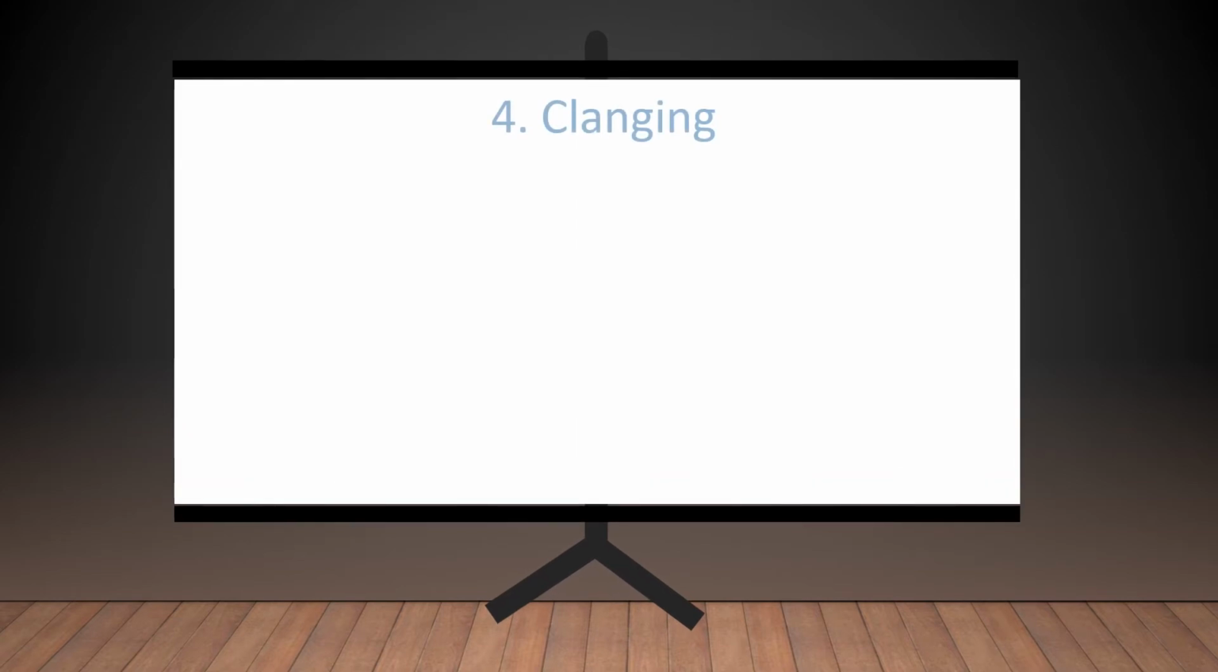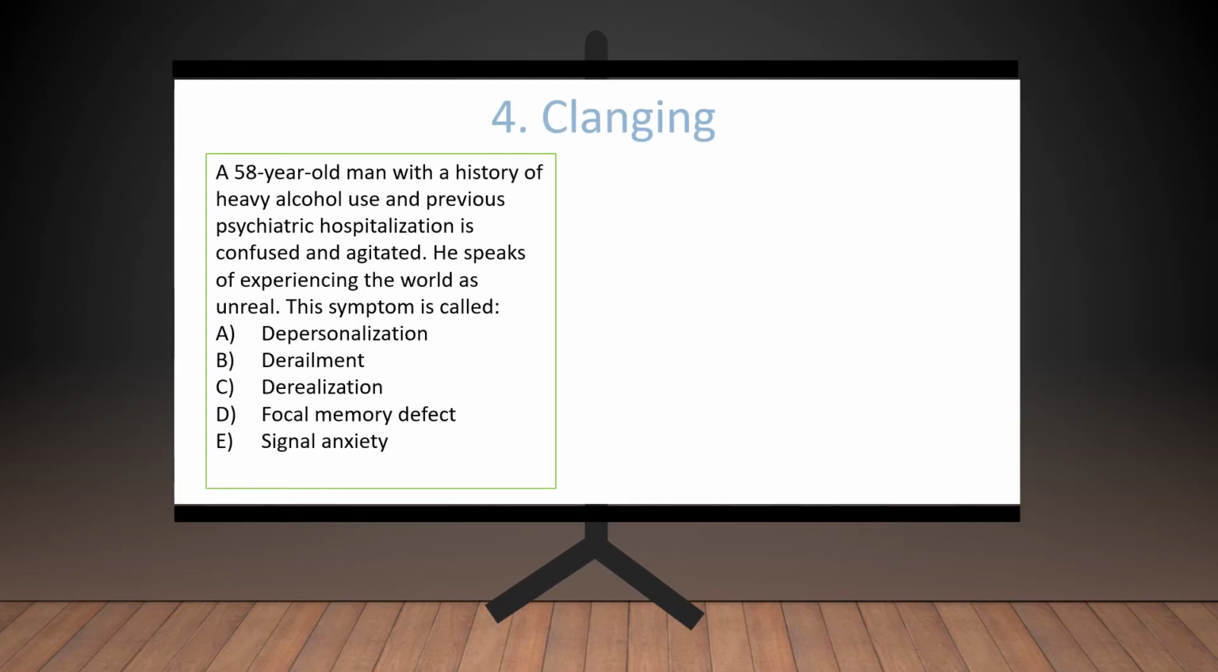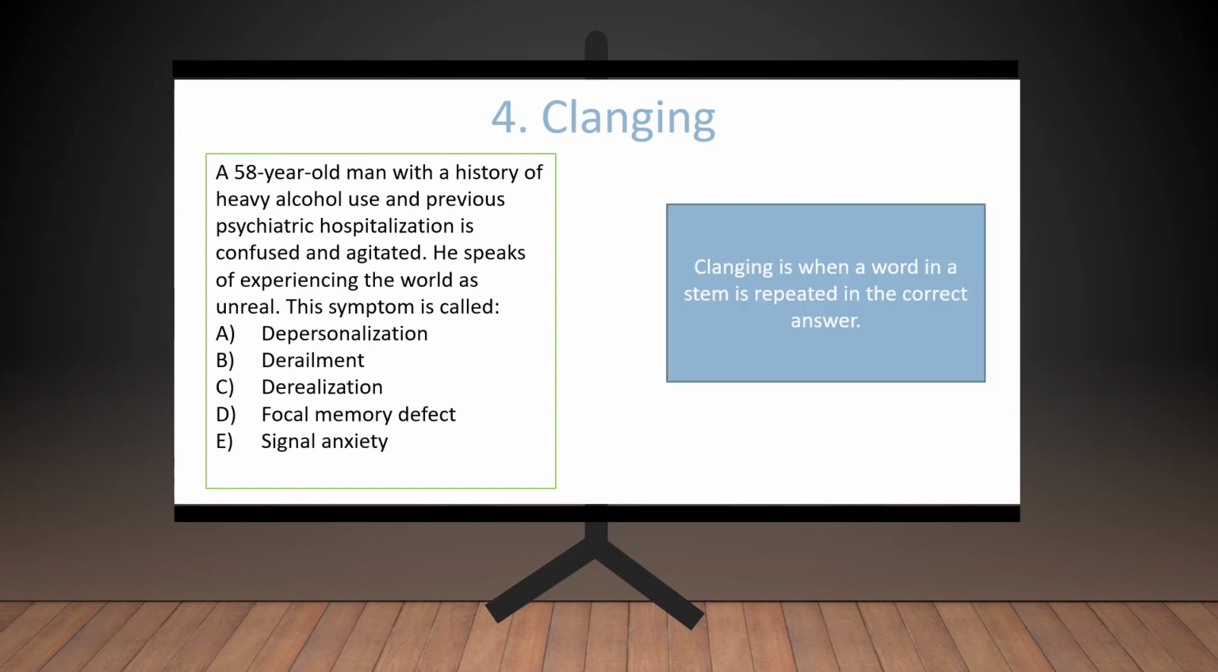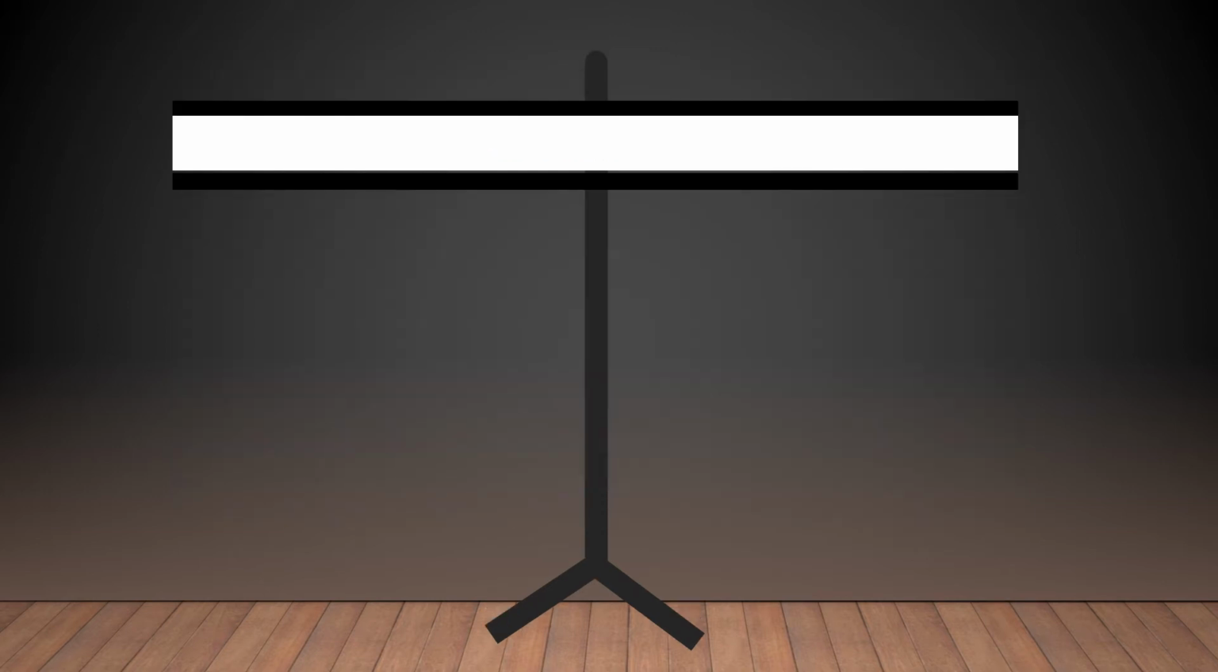Number 4. Clanging. Clanging is when a word in the stem is repeated in the correct answer, as you can see in the options provided. Clanging can easily lead the uninformed examinee to the correct answer within no time. Let's take another example.